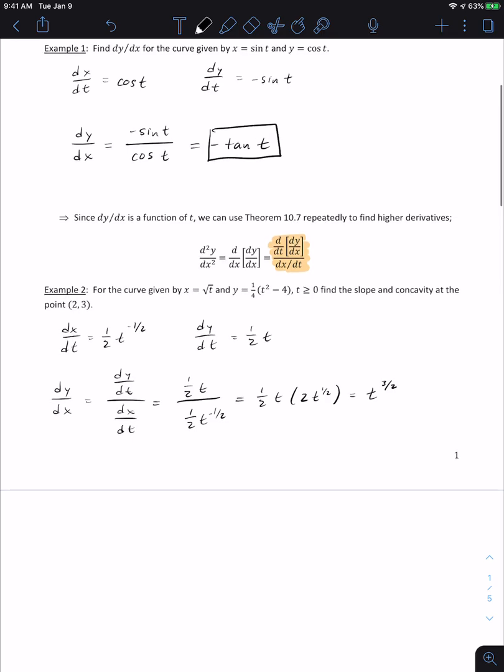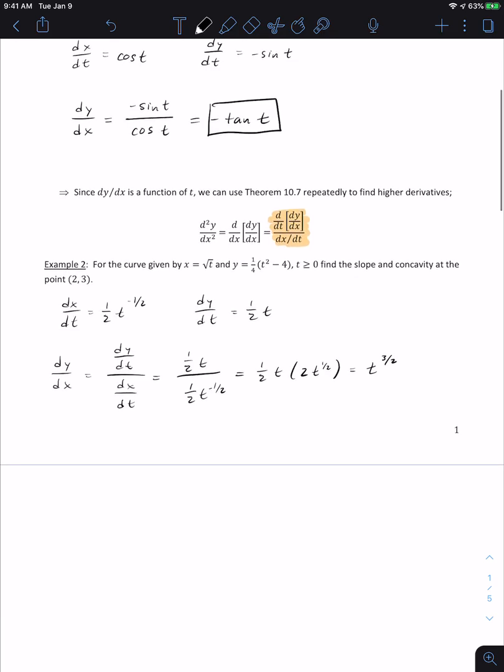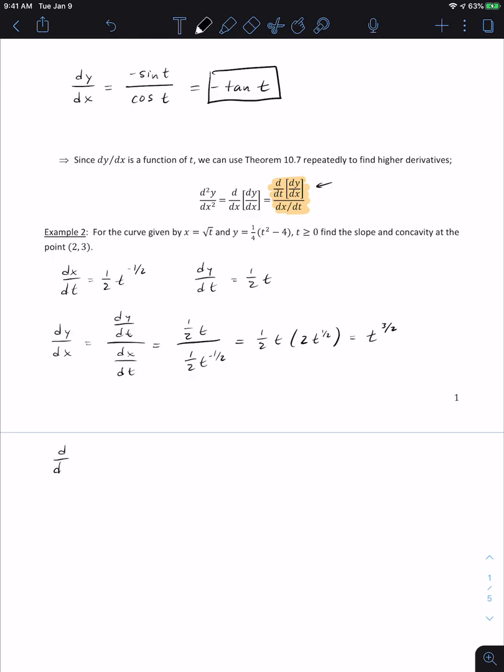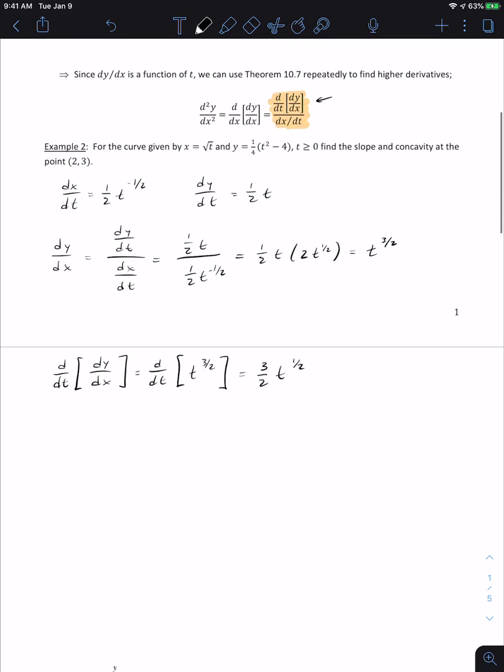Okay, so now I find my second derivative, right? And again, to find my second derivative, what do I do? I first find the derivative of my derivative with respect to t, right? So in other words, d/dt, the derivative with respect to t of what I just found, dy/dx. So in other words, the derivative with respect to t of t to the 3/2, which is 3/2 t to the 1/2, right? But that's not how I found my second derivative.